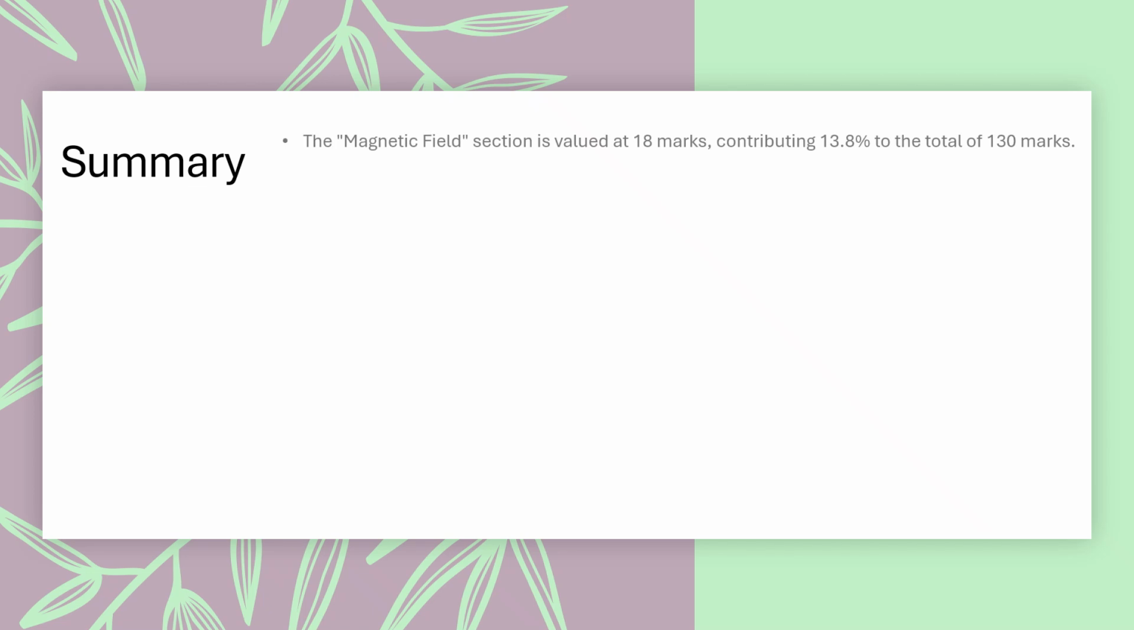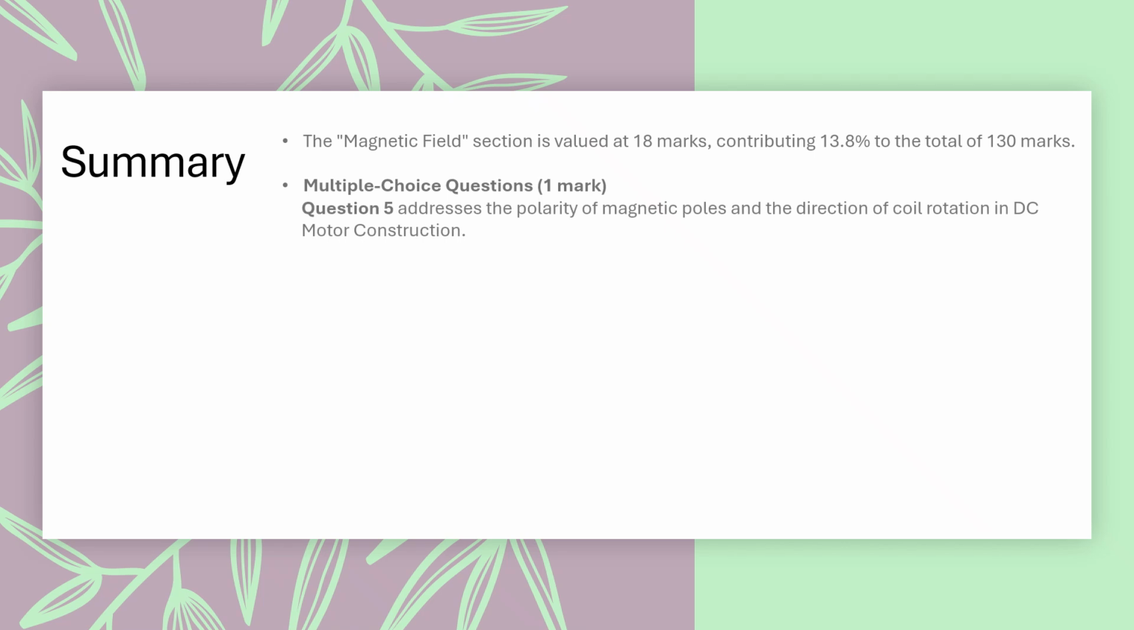The magnetic field section is valued at 18 marks, contributing 13.8% to the total of 130 marks. Multiple choice questions, 1 mark, Question 5 addresses the polarity of magnetic poles and the direction of coil rotation in DC motor construction. Short answer questions, 17 marks.